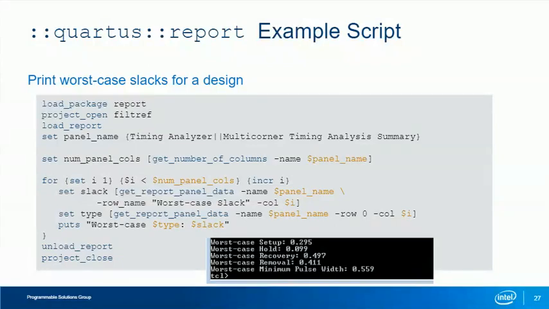Finally, we unload the report and close the project after we are done. If we run the script, our output should look like the screen capture at the bottom of the slide. In this case, all of our slack is positive, so we are passing timing.